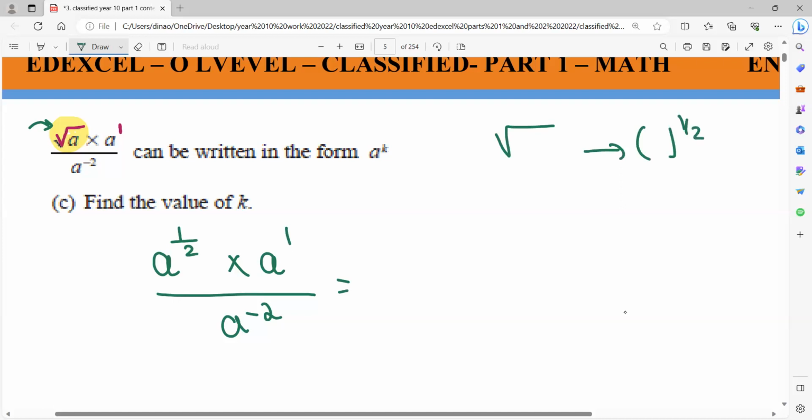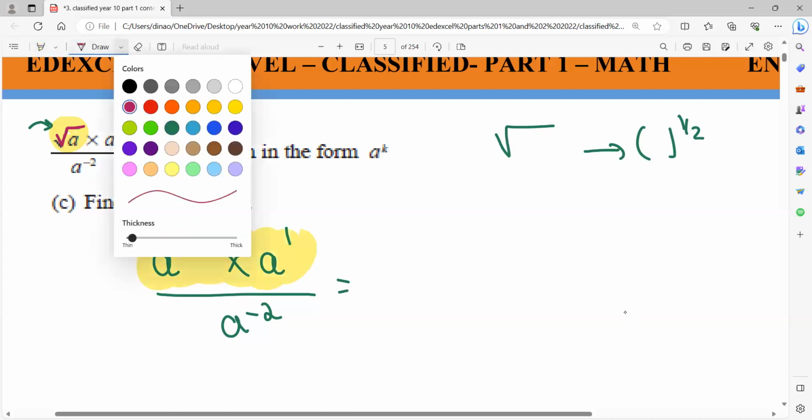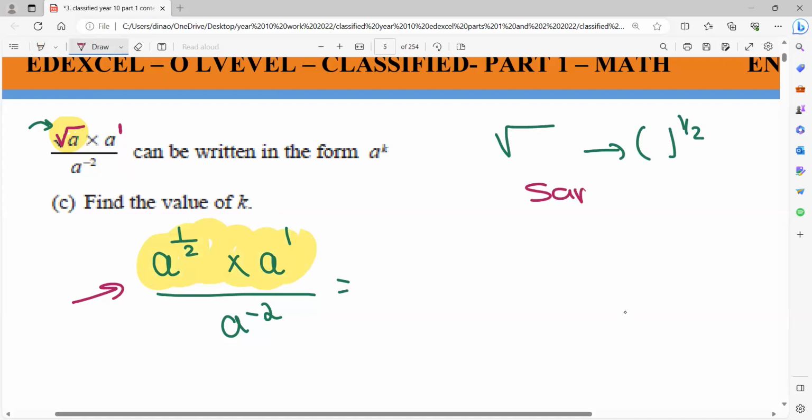And now, what do you do? You simplify the powers according to the operation that we have. I prefer dealing with multiplication first. Since all of the question has the same base, which is base a, then in the highlighted area I can add the powers outside. So this changes into a to the power of 1.5 over a to the power of -2. So I added the powers in the numerator.